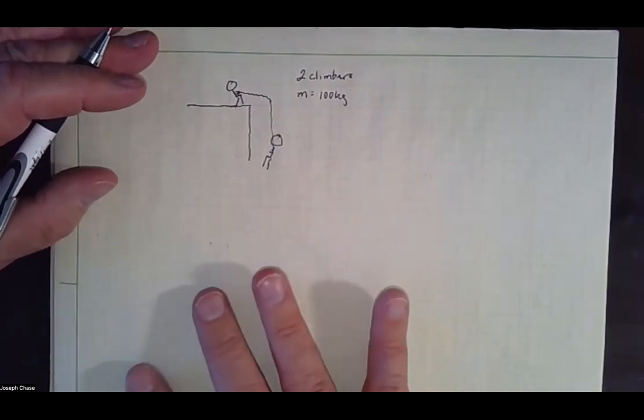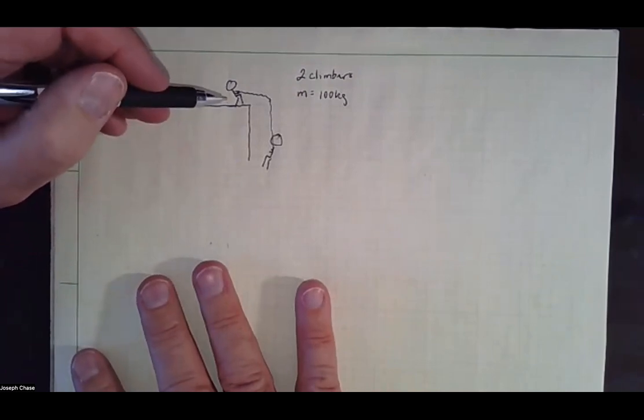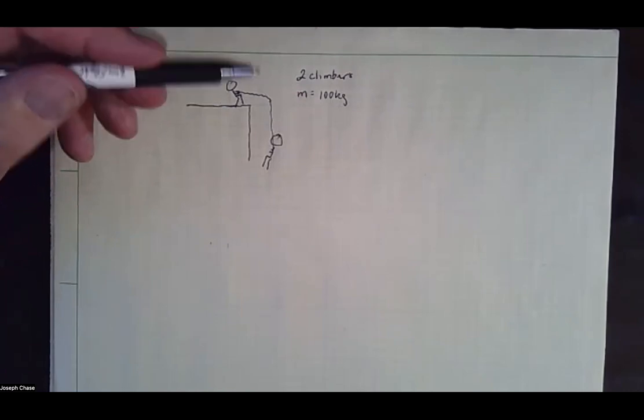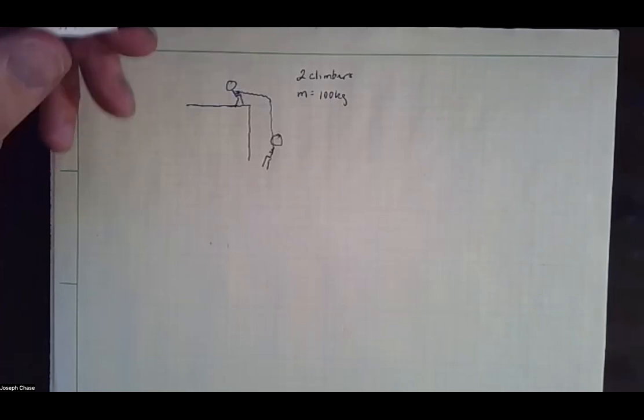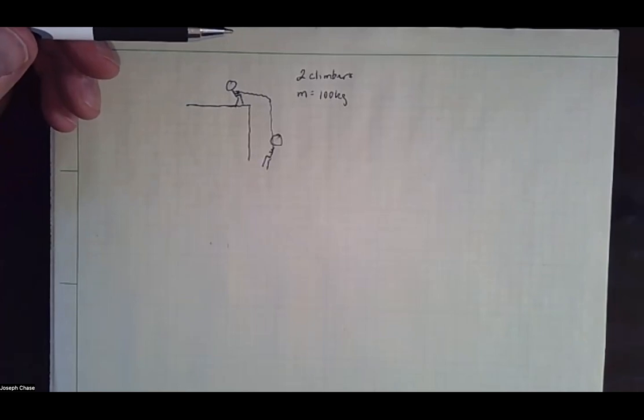In this situation, the person is digging in their heels, and we're supposed to try and figure out the minimum coefficient of friction that's needed, and then the tension in the rope, and then a couple of other things. So we'll just set that up really quick and see how that works.